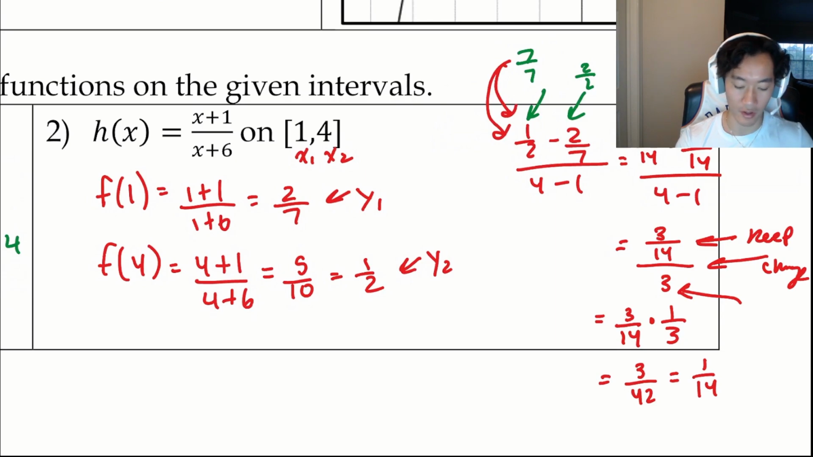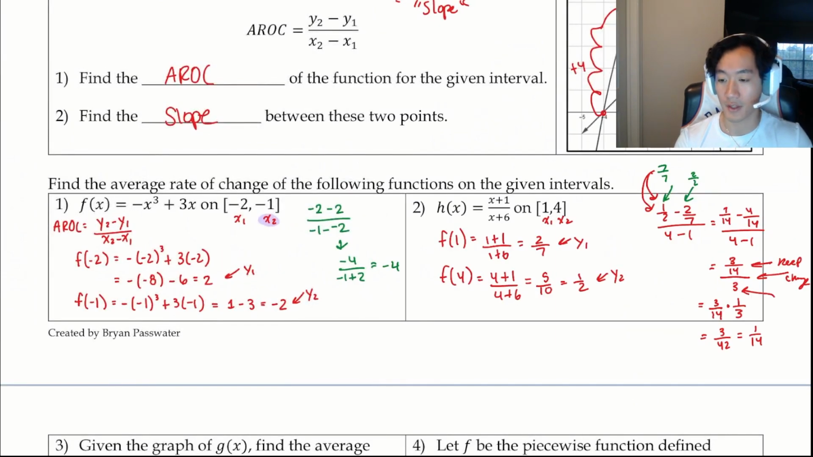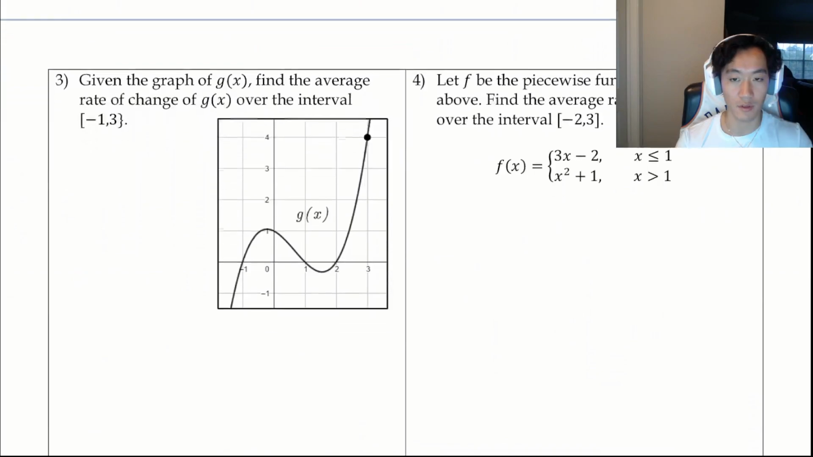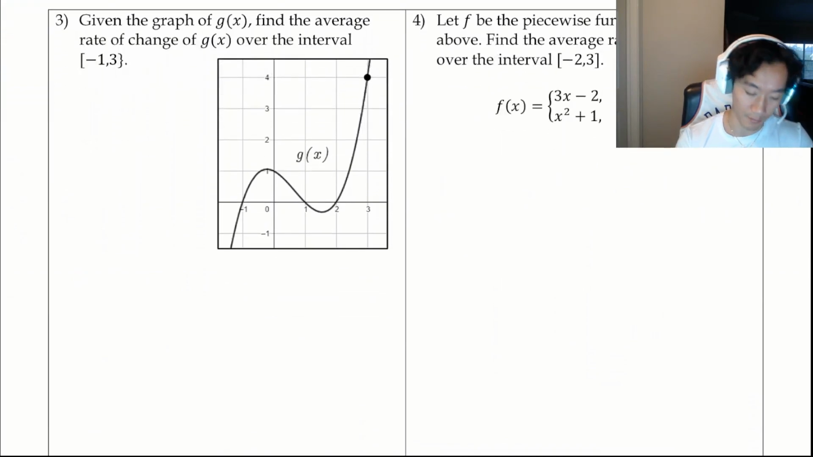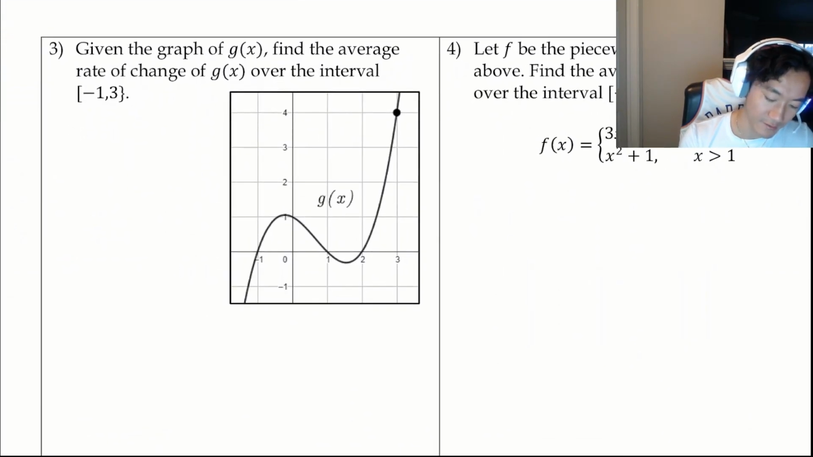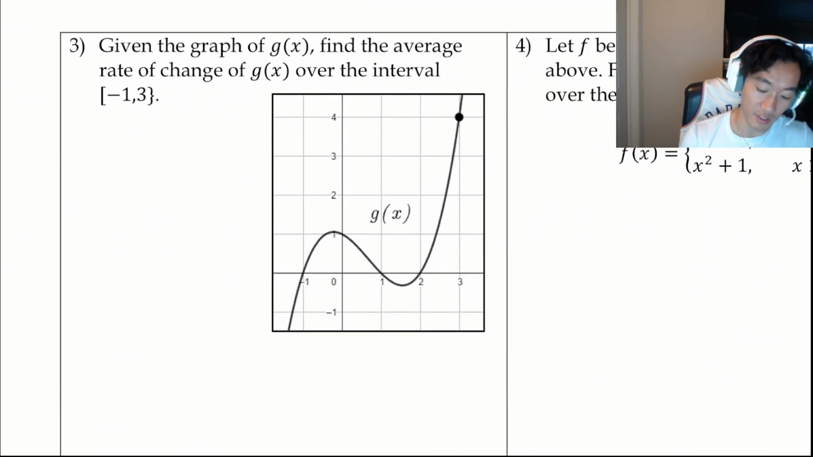And we are done with numbers 1 and 2. Now let's move on to number 3 and 4, right? Given the graph of g of x, find the average rate of change of g of x over the interval -1 to 3.